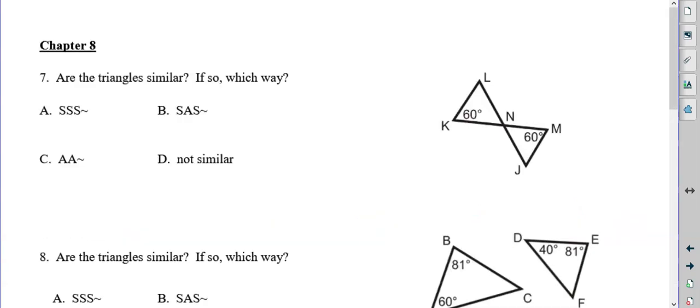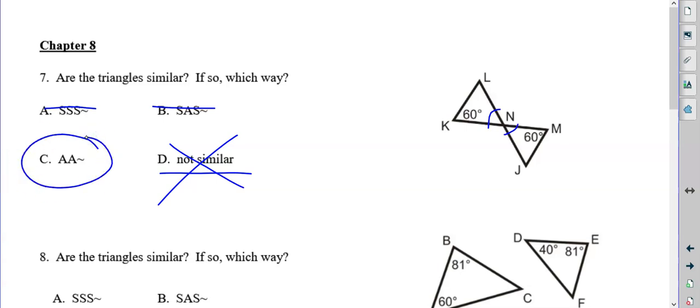Okay? On to chapter 8. Are the triangles similar? If so, which way? Well, for one thing, look, we have no sides. So right off the bat, that rules out both those answers. Okay? Now, it comes down to AA and not similar. Now, some of you might go, well, we know 60 and 60, that's only one angle, and some of you might want to be picking this right now because you only have one angle. But remember, always look and see if you can mark those special angles like vertical angles, which are congruent. Therefore, the answer is yes by AA similarity. We have two angles that are equal.